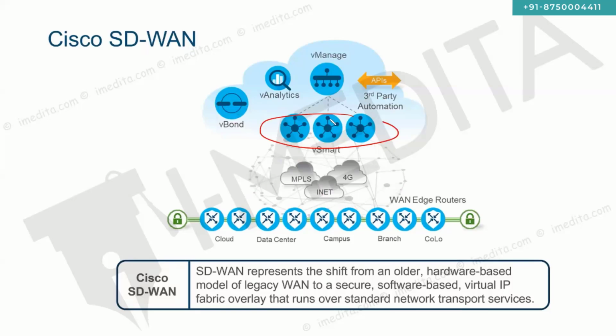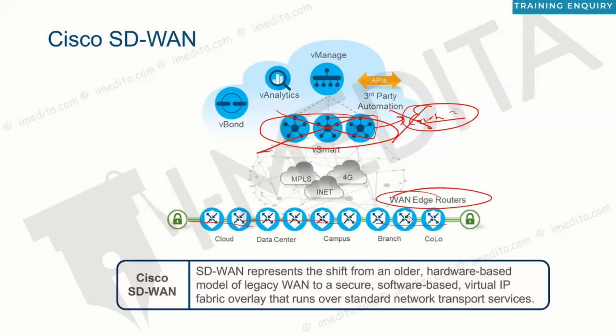Same goes with vSmart. Even if vSmart goes down, although it is a control plane and a very, very critical component of Cisco SD-WAN, remember all the existing connections between the remote site routers, or between managed routers, will still keep working.